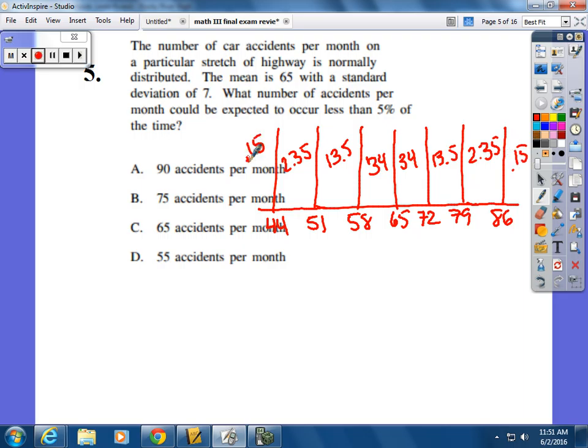Okay, so less than 5% of the time. Looking at our possibilities, we have 90 accidents, which is somewhere up here. We have 75, which is somewhere in this interval. 65, which is right here, and 55, which is somewhere in this interval. So which of these 4 choices would occur less than 5% of the time? Well, here we have occurring somewhere around 13.5% of the time. Here is right in the middle, so it's at 50% of the time. This one is somewhere around 13.5. This one is the only one that's less than 5% of the time. So the answer would be A, 90 accidents per month.